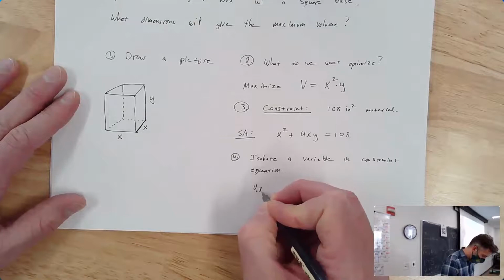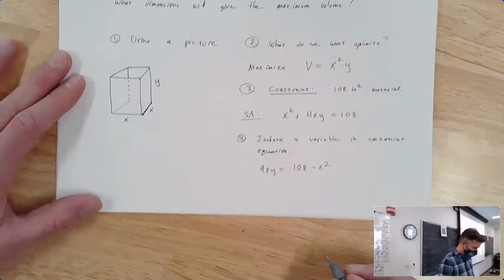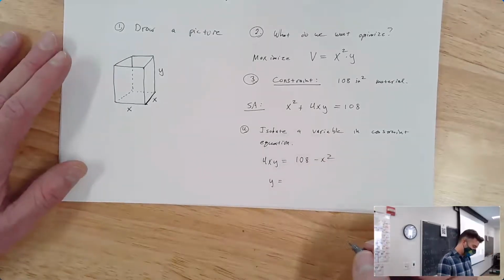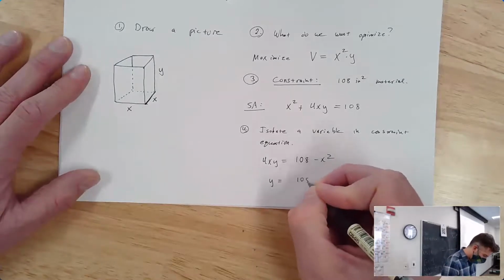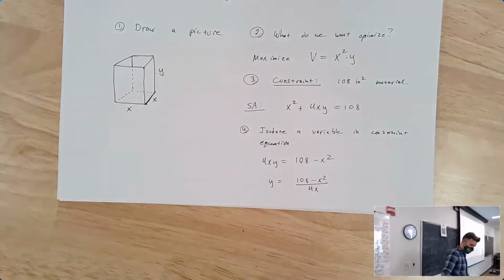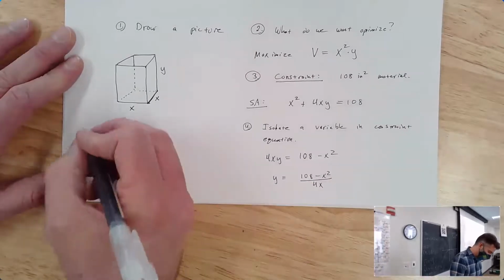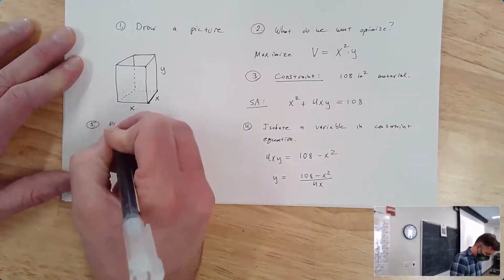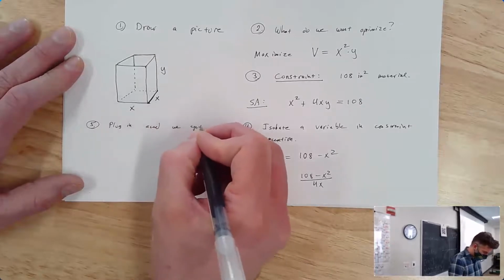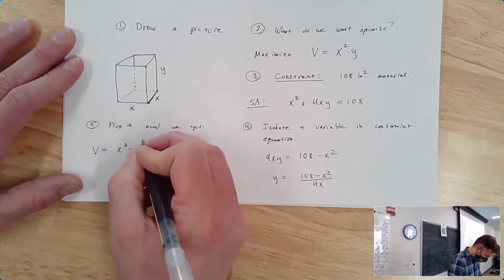I'm going to have 4xy equal to 108 minus x squared. And then I'm going to divide everything by 4x. So that y equals 108 minus x squared divided by 4x. And then we're going to plug that back into the original thing we want to maximize. So we're going to plug that in, and we get that the volume is equal to x squared times y.